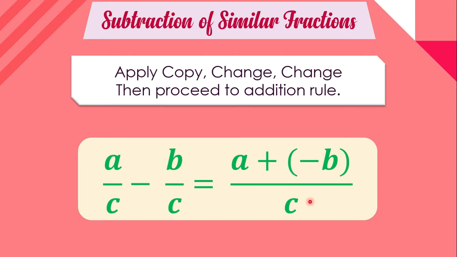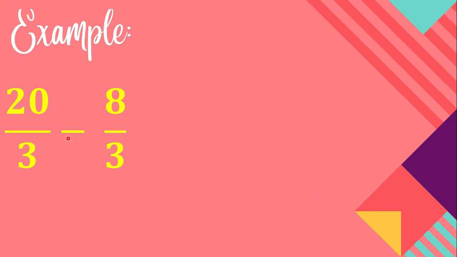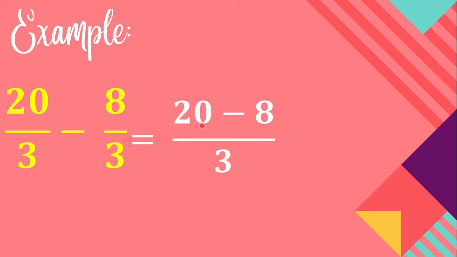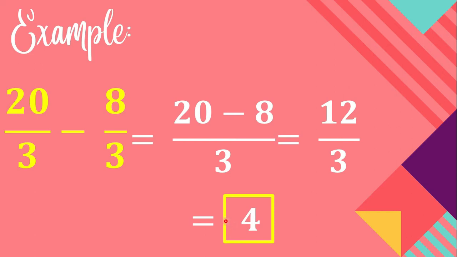denominator, which is c. Example, 20 over 3 minus 8 over 3, that is now equal to copy your denominator, which is 3, and then all you have to do is to minus your numerator, which is 20 minus 8, that will be equal to copy your denominator again, which is 3, and then 20 minus 8, which is equal to 12. Again, take a look if you can still simplify or change it into lowest term. So since we can change it into lowest term, all you need to do is to divide 12 divided by 3, and that is equal to 4. Therefore, your final answer is 4.